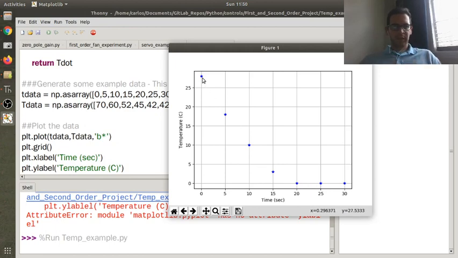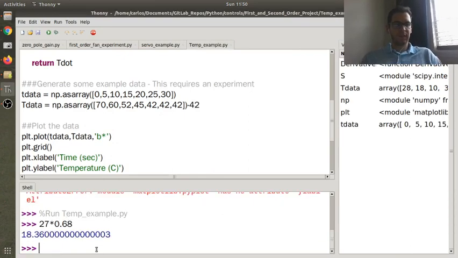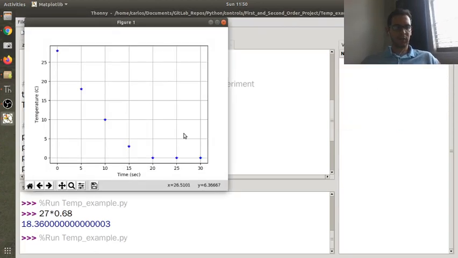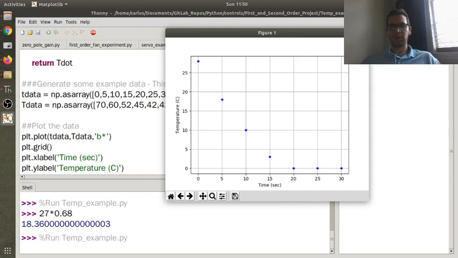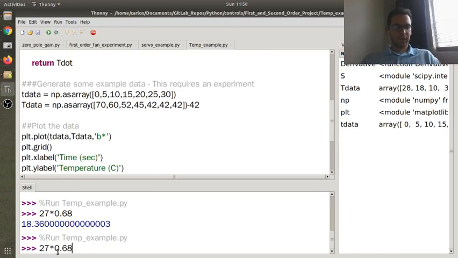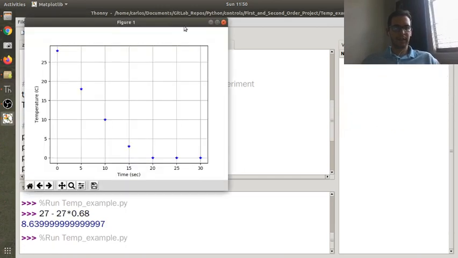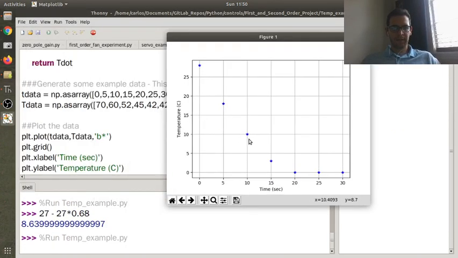If you look at this, the initial condition is, I don't know, 27 degrees. If you want to compute the time constant, you take 27 times 68%, which is 18.36. Then you need to find the time where the temperature hits 27 minus that. So when the temperature gets to 8.7 degrees, that is one time constant. That is about here. So that's like 10.5?